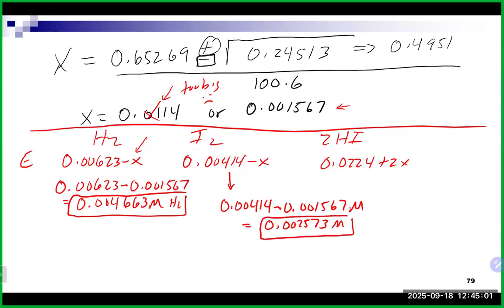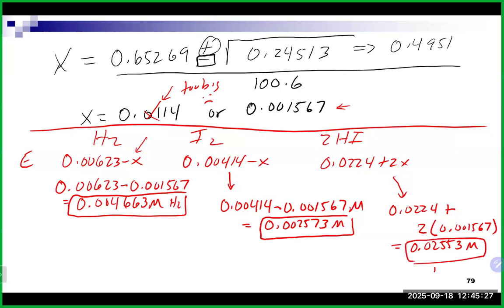And lastly here for my HI, gonna give me 0.0224. Remember, it is plus 2 times my X value of 0.001567. And that's gonna get me some really bad writing there, 0.0255. We'll call it 3 molar for my HI.